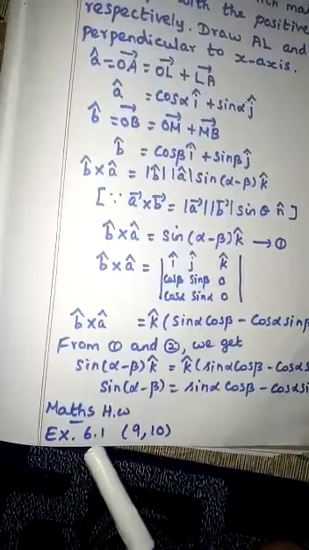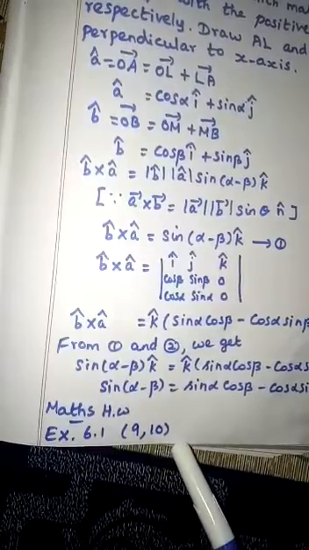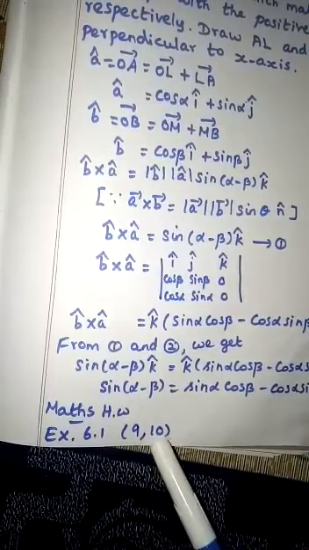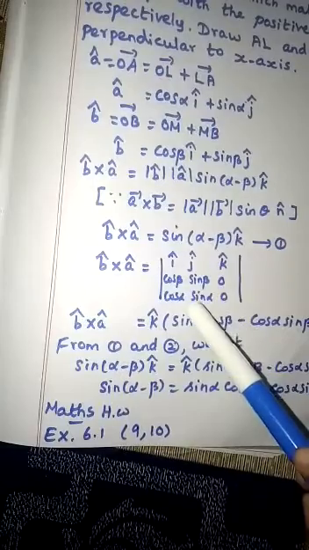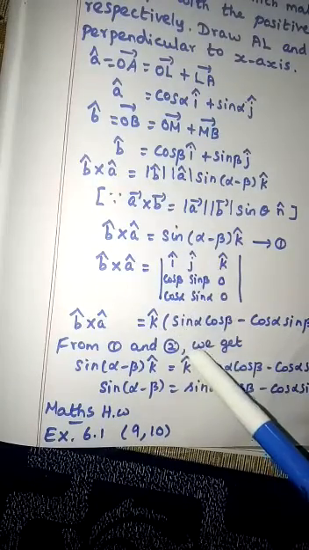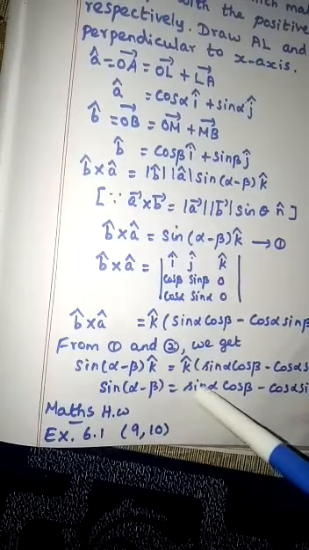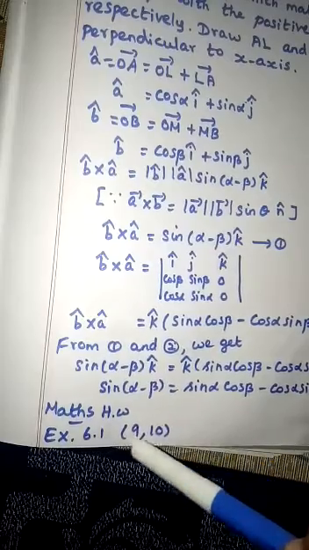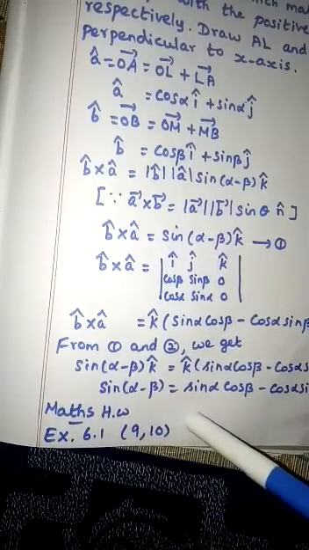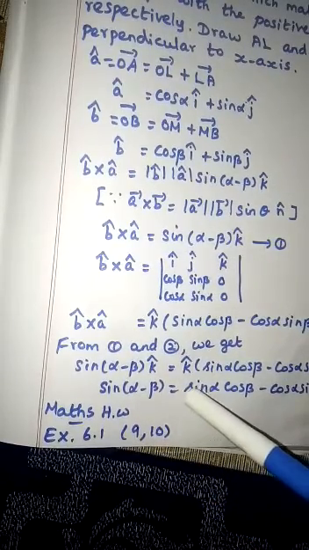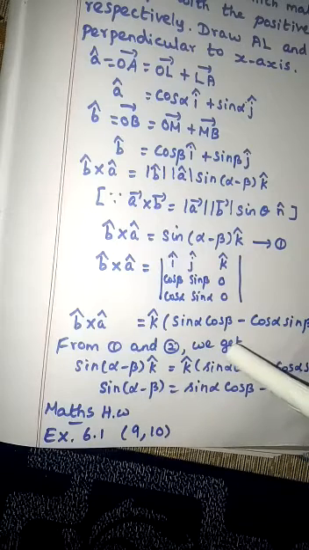Homework: in exercise 6.1, 9th sum and 10th sum. Listen, these two sums are similar to this example and the previous example. These 4 sums are very important sums. So when I send the PDF, I will send the PDF for these 2 sums also. For the homework sums, I will send the PDF. You do it by yourself and you can refer to that answer if you want.